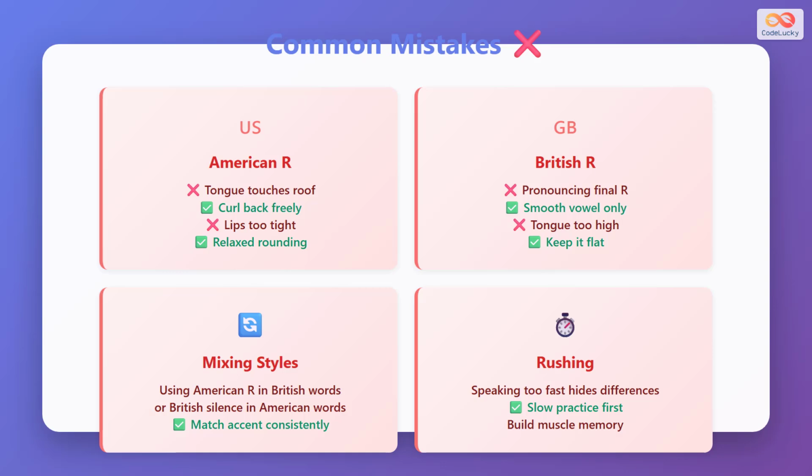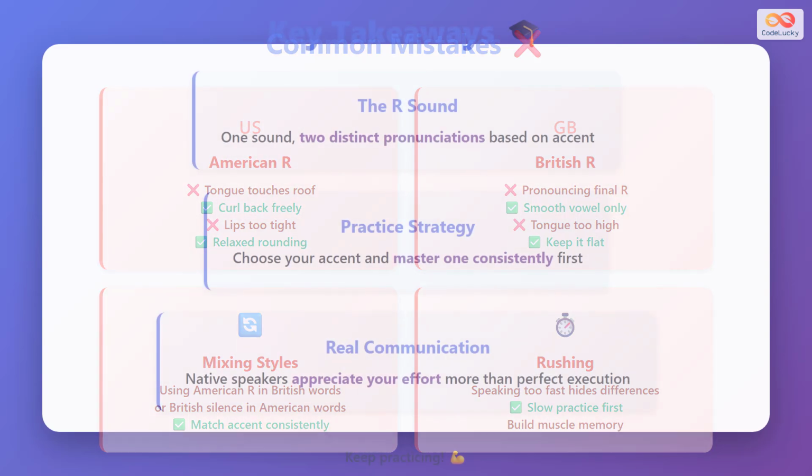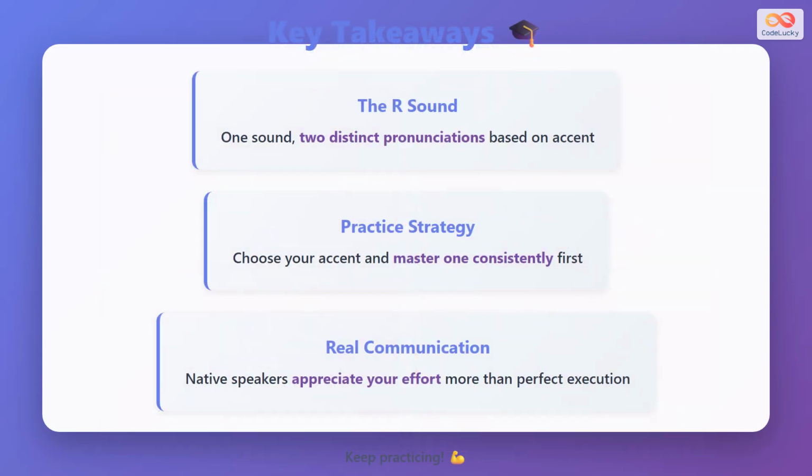Keep it flat. Another mistake is mixing styles, using American R in British words or British silence in American words. Always match the accent consistently. Finally, avoid rushing when you speak, because speaking too fast hides the differences between the sounds. Start with slow practice to build muscle memory.